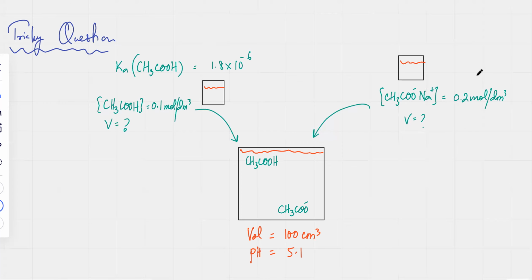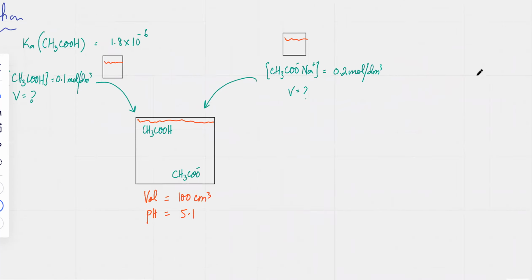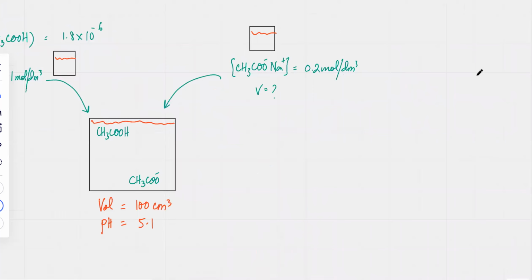Except that, remember this, okay? Always remember this. Whenever you mix two solutions, when two solutions get mixed, both of them get diluted.